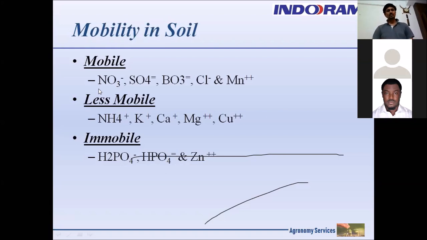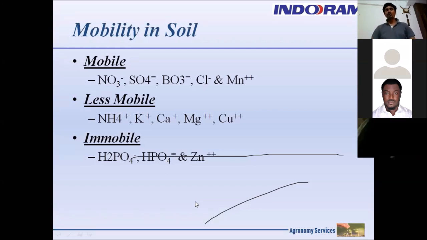Then we come to less mobile nutrients. If it is less mobile, it is okay whether you are applying as a basal dose or as a top dressing. Losses are relatively always less, so you need not worry much on that part. The less mobile nutrients are the safest ones for planning your fertilizer scheduling or application. These are relatively easy to manage nutrients.